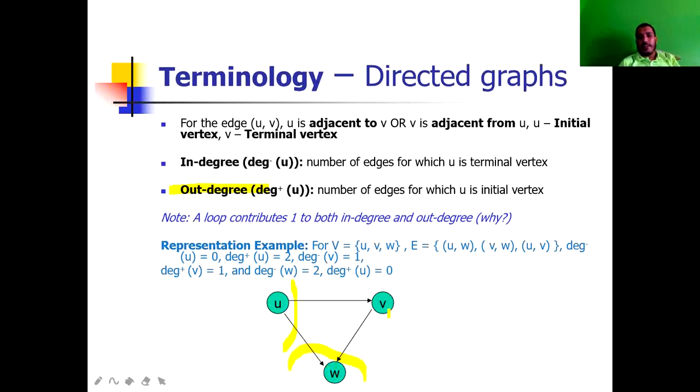In W I have 2 in. In V I have 1 in, 1 out. That is how in and out degrees are maintained. So the degree minus is the in degree, and the degree plus is the out degree. The out degree of U is 2 because there are two edges going out, and the in degree of U is 0 because there is no edge coming in. You must go through this also.